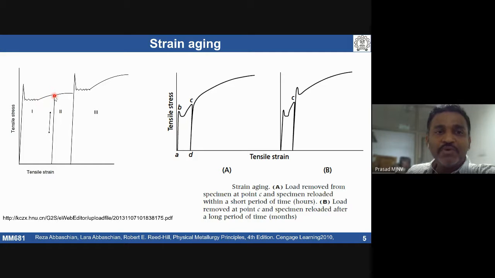Then after that we define 1% more extra strain. Then we unload it. Okay, 1% extra deformation has been given. So this is basically what happens. Okay, we are giving enough time.